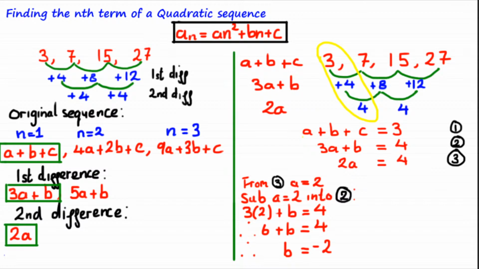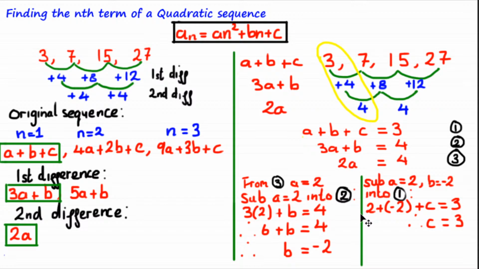Subbing both of those into equation 1, we get 2 plus negative 2 plus c is equal to 3. 2 minus 2 is equal to 0, and therefore c is equal to 3. Okay, so now we have the coefficients, the constant terms, which would go into this general formula, and that gives us an nth term of 2n squared minus 2n plus 3, where a is equal to 2, b is equal to negative 2, and c is equal to 3. So that's how you would find the nth term of a quadratic sequence using this particular method, okay?